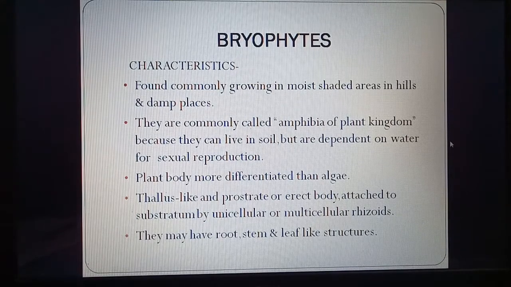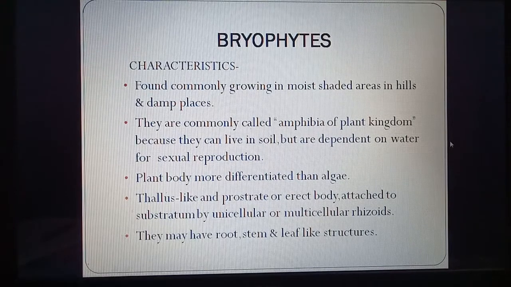They are commonly found growing in moist and shaded areas in the hills and damp places. So where moisture is available. They are commonly called amphibia of plant kingdom. We know that amphibia are actually an animal group which live on land as well as water. So in plant kingdom, these plants are also called amphibia because they need water as well as land.